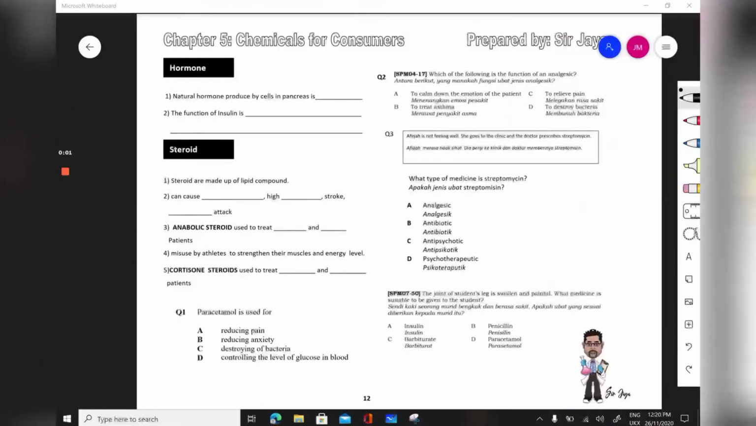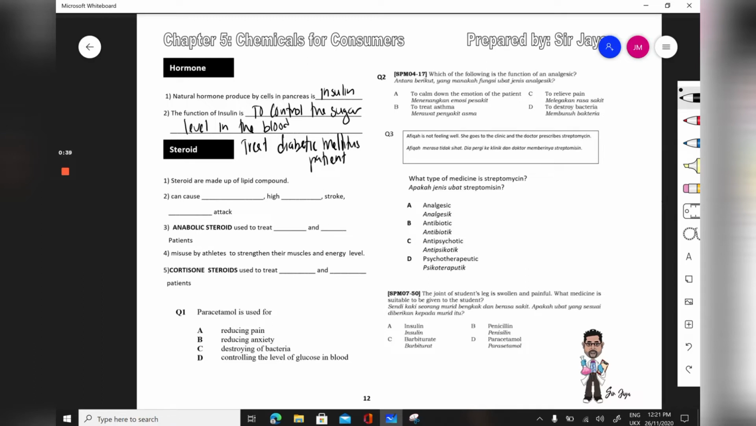The third class of modern medicine is known as hormone and steroid. This hormone, a natural hormone synthesized by cells in the pancreas, is known as insulin. The function of insulin is to control the sugar level in the blood, and this insulin is used to treat diabetes mellitus patients.